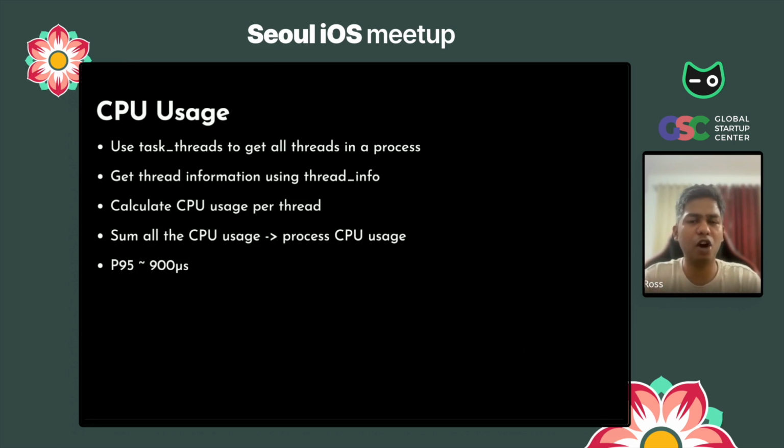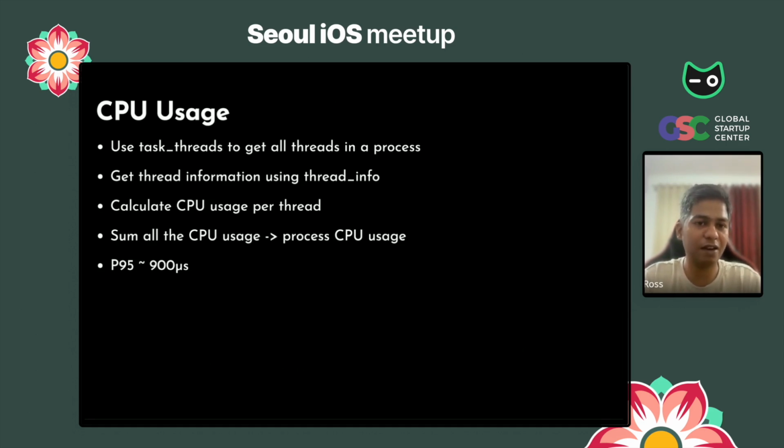Then once we have all of that information, we loop through it, and then we call thread info for each of these individual threads. As soon as we get that particular thread information, that object will contain the CPU usage, and the cumulative CPU usage of all these different threads is the CPU usage of your particular process. It's the exact same mechanism that Xcode also uses to show you the CPU usage. And we have implemented the same thing, so there's essentially no discrepancy between the data.